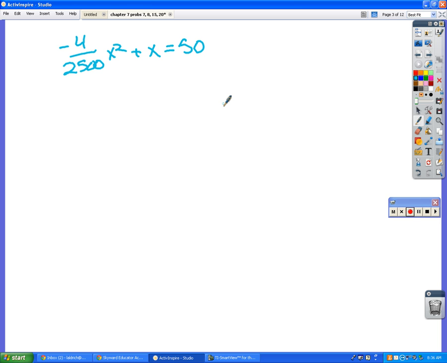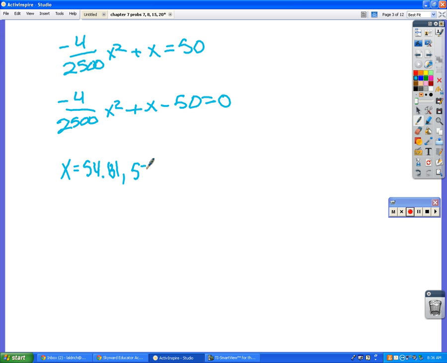Now I think, unfortunately, we have to go quadratic formula. How do I solve that to start with? Subtract 50 from both sides. You guys have this on your calculator, so you'll be okay. So negative 4 over 2500 x squared plus x minus 50 equals 0. Somebody have that quad program on the calculator? You got it? What do you get for x? You should get two answers because there are two different times. 54.81 and 570.2.